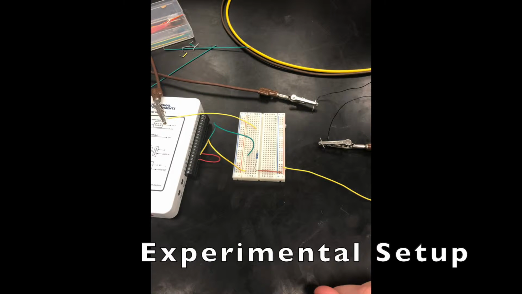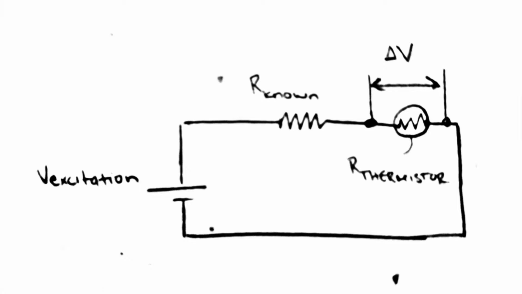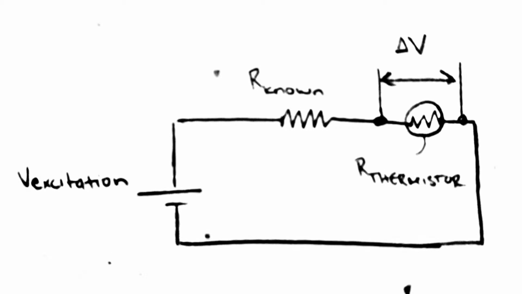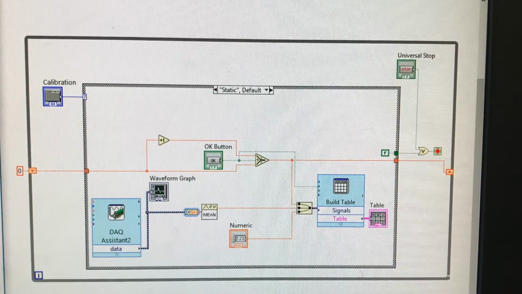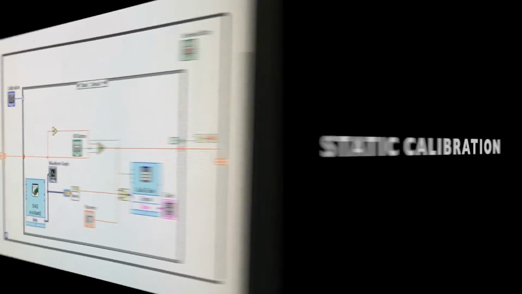For the setup, we need to create a voltage dividing circuit so we could read in the voltage drop across the thermistor. You could also do the excitation voltage minus the voltage drop across the non-thermistor resistor if the setup was easier. A LabVIEW VI was also utilized to record that data using a MIDAC.